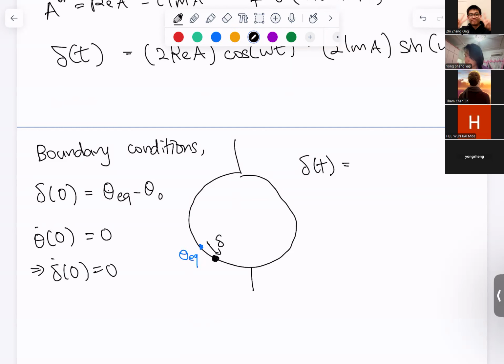You can try to solve this and basically say that delta of t must be equal to theta equilibrium minus theta of start, times cosine omega t, where omega is basically sine theta eq times t. So this thing starts oscillating back and forth from the equilibrium point, and it just keeps on oscillating back and forth through its equilibrium point. Okay, and you see that these are some oscillations.